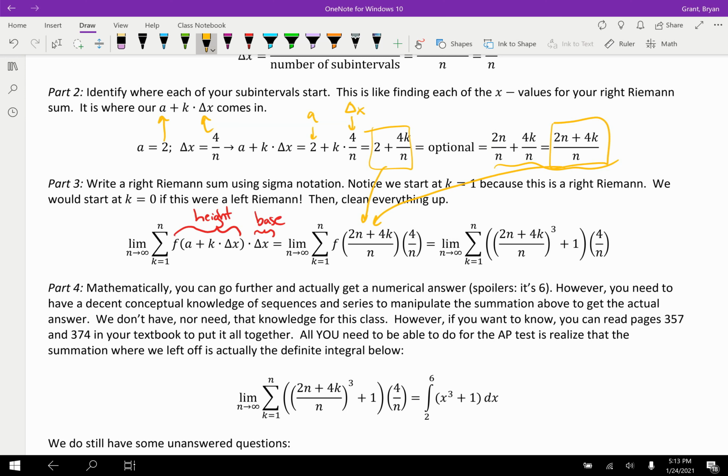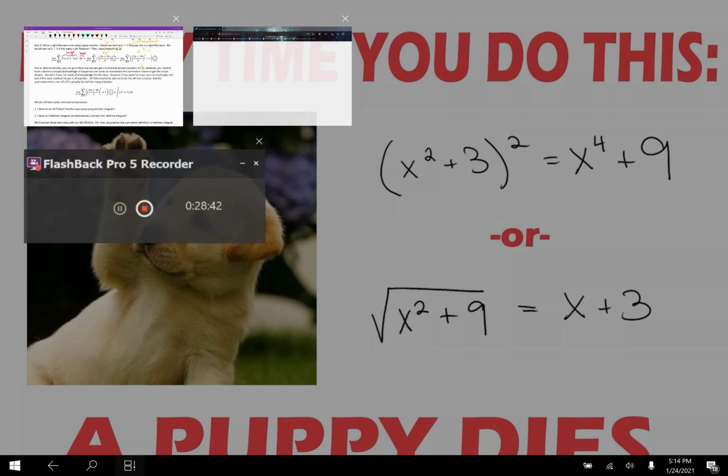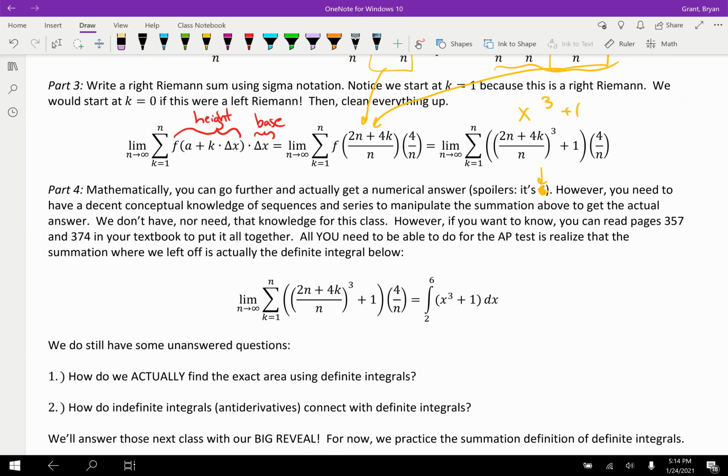And then, last but not least, we substituted everything into x cubed plus 1. Now, if your pre-calculus skills are really good, then you can actually mathematically go further and determine the answer to this. As a spoiler, and I tried this on the other page, it ends up being 324. There's a typo on my original one. So this equals 324. Okay. You don't need to be able to go from here to here for this class. We're going to find a shortcut.